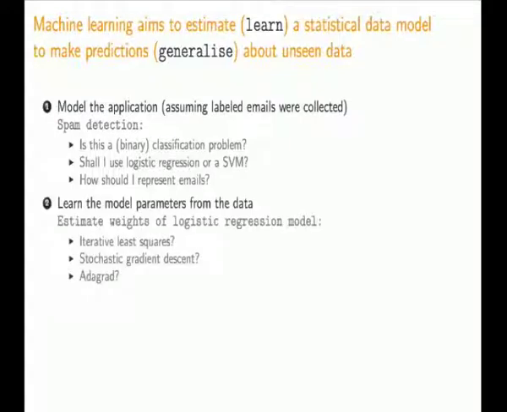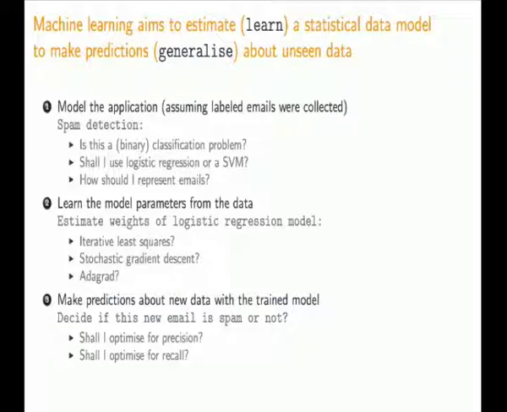And the second step, once you've made those choices, is to decide how to learn the parameters. If for example you decide to do logistic regression, there are many, many ways to learn a logistic regression model. So you have to decide whether you would like to use, for example, stochastic gradient descent or some more fancy Adagrad method or whatever solver you prefer to use to optimize some objective.